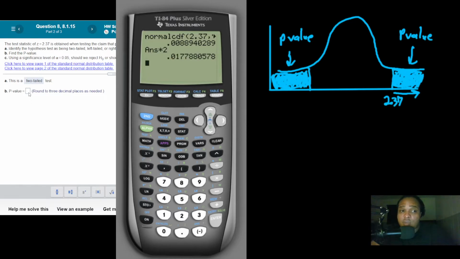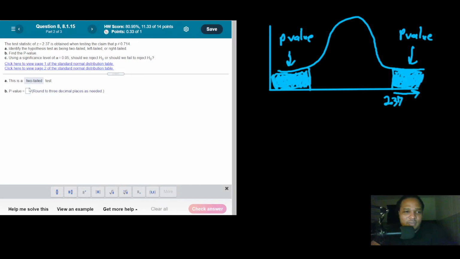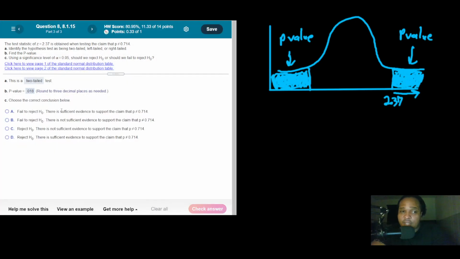So they wanted 3 decimal places. So let's go ahead and turn off the calculator. Sorry, give me 1 second. All right, off the calculator. And 3 decimals, so we have 0.018. There it is, fantastic.